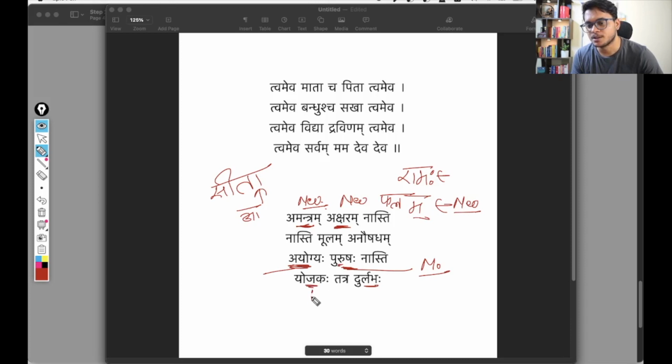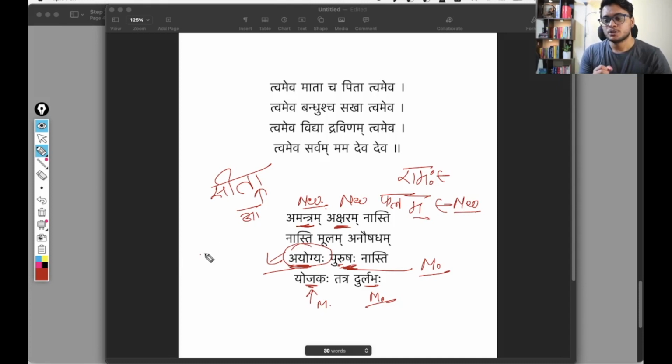So see how the adjectives are mimicking. Yojakaha durlabha, masculine, and its adjective also takes the masculine form. Suppose I was talking about a neuter gender word, pustakam, that this pustakam is ayogya, not useful. I don't know if logically you can use this word in that sense, but just for the sake of example, this ayogya would have become ayogyam pustakam. So adjectives and pronouns simply copy their noun.